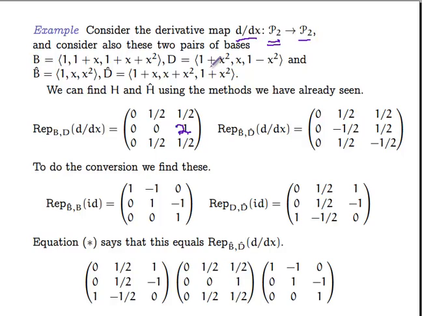Now remember, the derivative map acting on x squared should give me 2x. And unfortunately, this one doesn't work out. This is going to give me simply x. So to modify that, I think this should be a 1. And this one should be a 1. And if I do that, then this should be a minus 1.